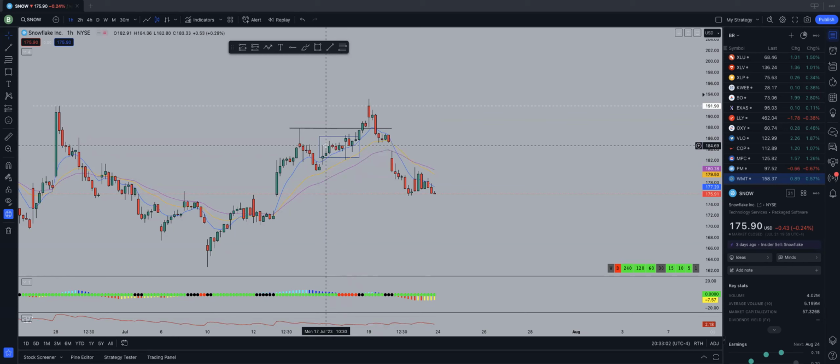But market structure is key though, right? Like break of structure, change of structure, and so on.